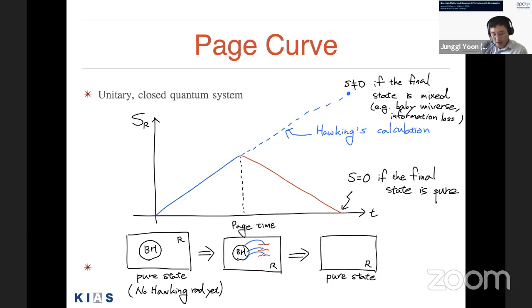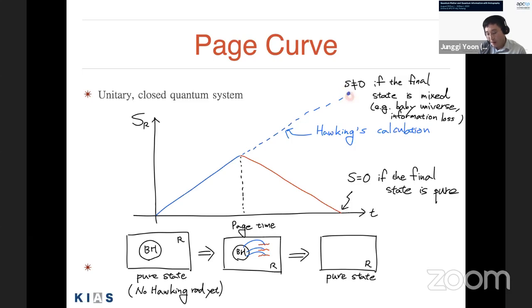then the entanglement entropy between the black hole and the bath, or radiation, is zero, because there is no thermal radiation. As time passes, the entanglement entropy of the radiation will increase because of the Hawking radiation. Because of the Hawking radiation, EPR pairs will be created. So the entanglement entropy will keep increasing. This is nothing but the Hawking calculation. And if you keep this semi-classical calculation, there will be no decrease of entropy.